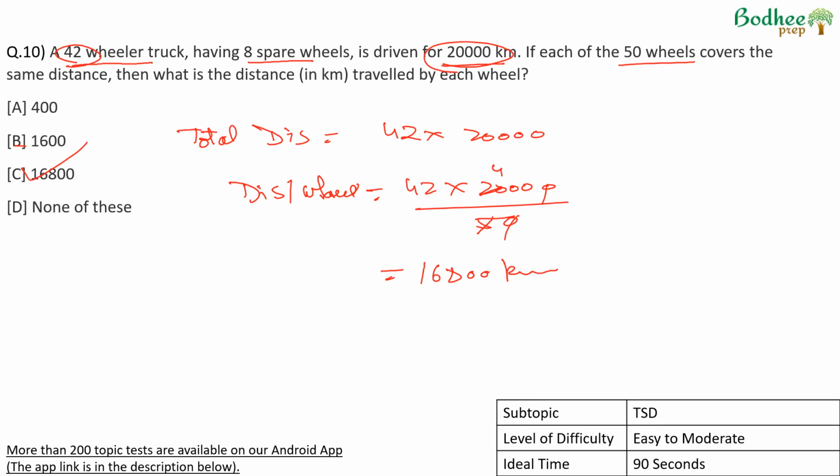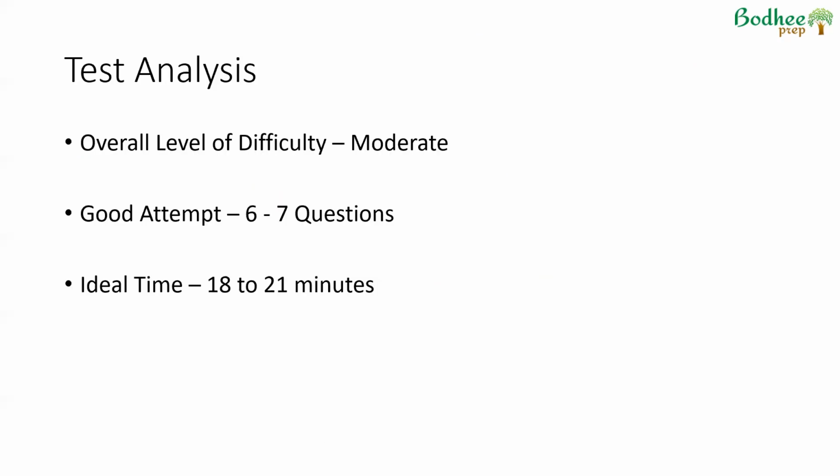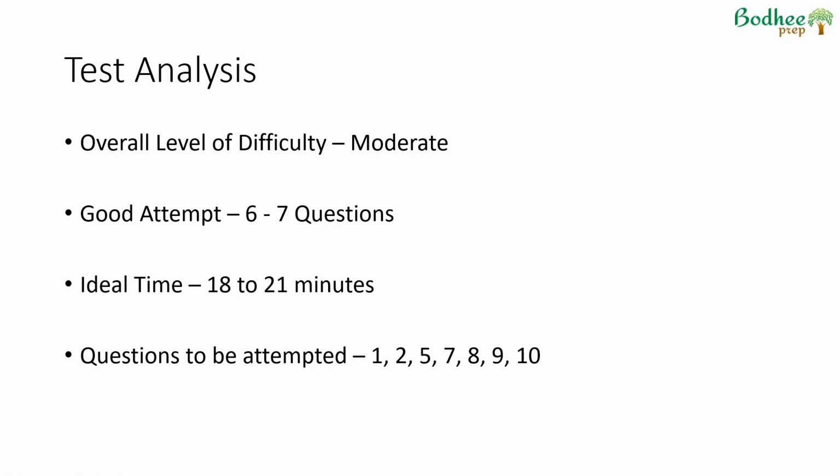If you look at the overall level of difficulty of moderate level, 6 to 7 questions, as I said, about 18 to 21 minutes to solve the overall questions. The questions that I would choose would be 1, 2, 5, 7, 8, 9, 10. Which are these questions?